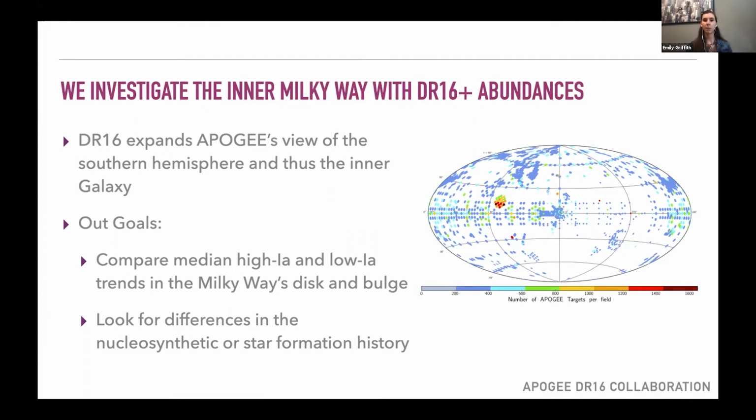And we can use the APOGEE abundances to compare the high Ia and low Ia median trends in the Milky Way's disk and the bulge to try to understand differences in the nucleosynthetic or star formation history of our different galactic locations.